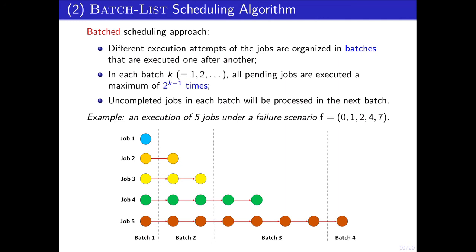Our second algorithm is a batch-based algorithm. It's called batch list. It organizes the different execution attempts of the jobs in batches that execute one after another. In each batch K, the pending jobs are only allowed to execute a maximum of 2 to the power of K minus 1 times. If a job is still uncompleted after that, it will be handled by the next batch. The figure here depicts how the batch list algorithm schedules the execution of 5 jobs in 4 batches under a particular failure scenario.